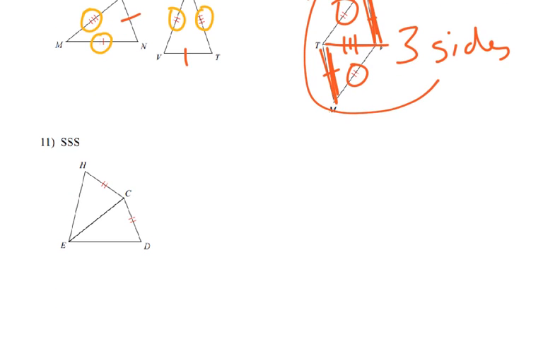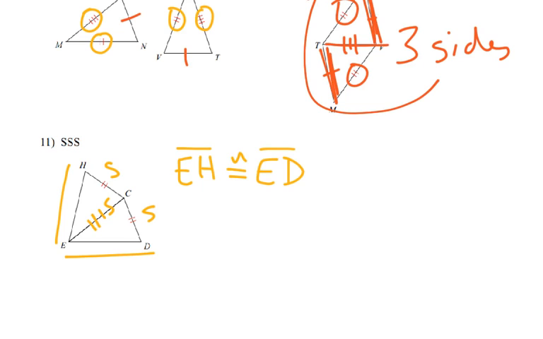Alright, so the last one here. Again, we've got one side already. To make these triangles congruent, we should notice we've got that second side as well. So what do we need? We need that third side. So we need side EH to be congruent with side ED, and that'll make it work for side, side, side.